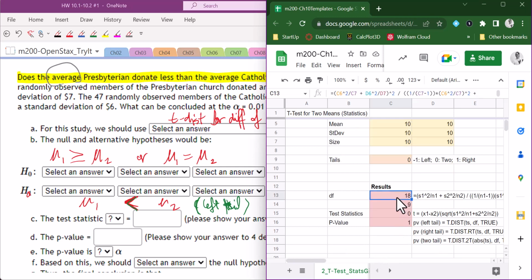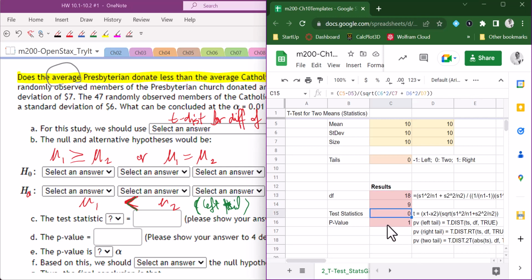Now, the degrees of freedom for this was a little tricky. There's a complicated formula involved in the degrees of freedom that uses the standard deviations and the sample sizes for each of those, and you can look that up in the textbook. But I won't go through that computation. All I can say is that the degrees of freedom will be calculated here, and we will use this information to figure out our p-value.